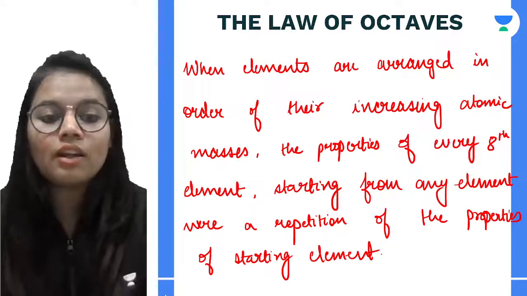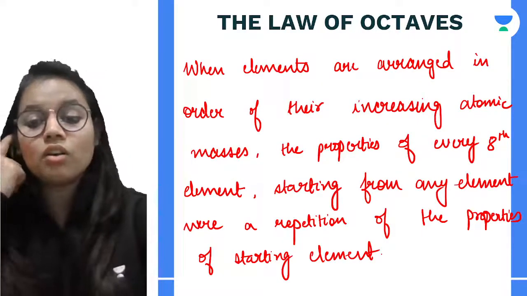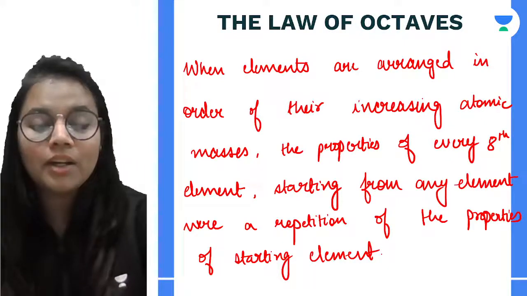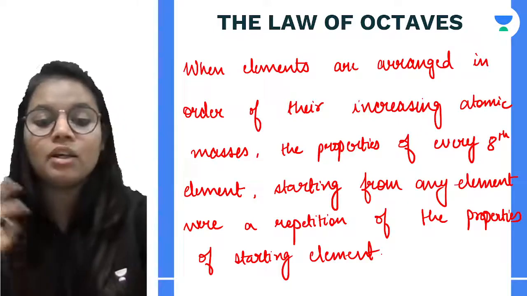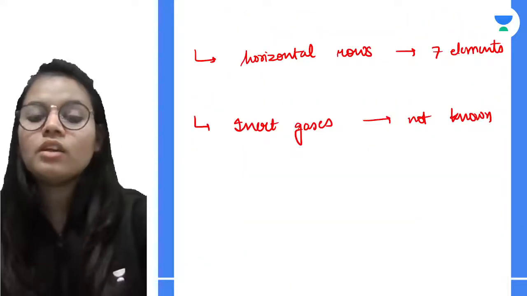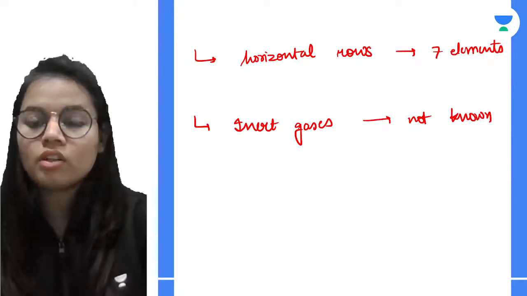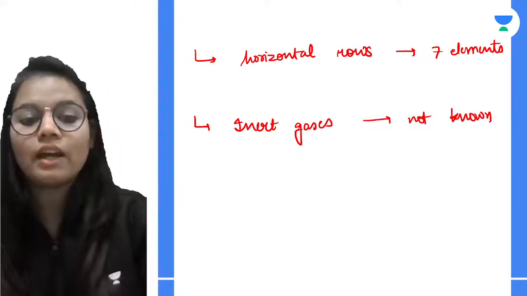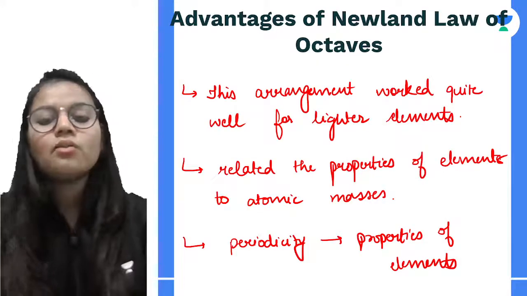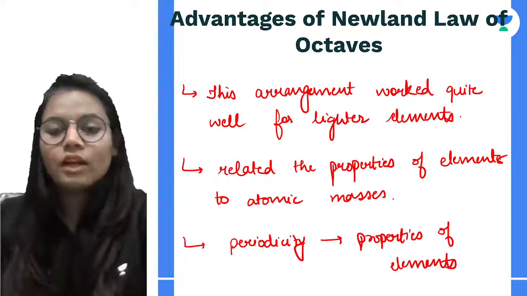The law stated that when we arrange the elements in order of their increasing atomic mass, the property of every eighth element starting from any element will be a repetition of the properties. He arranged the elements into horizontal rows having 7 elements, as inert gases were not known at that time. There were certain advantages of Newland's law of octaves.